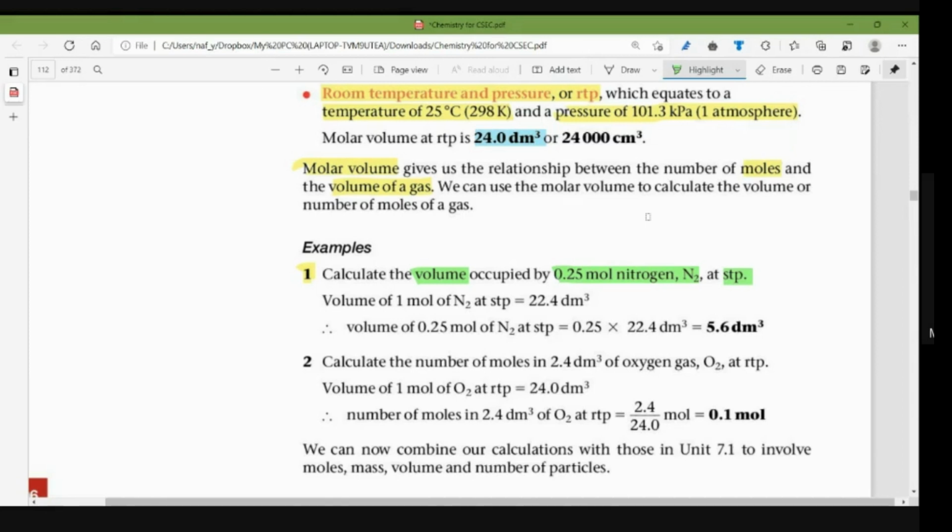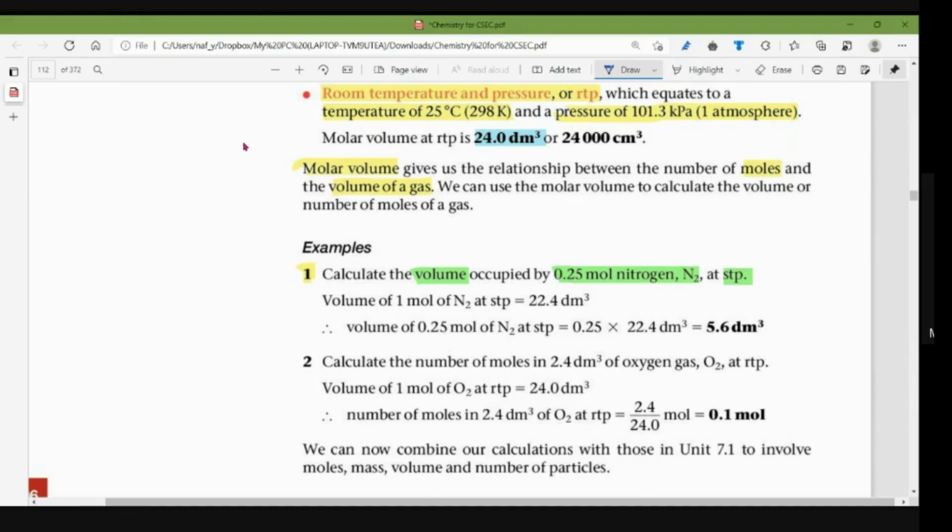So they're very specific when they come on to the question, ladies. They have to tell you the condition under which the gas is experiencing. They have to tell you whether it's STP. They have to tell you if it's RTP. Another thing that you will see on your paper is that just like how they list the RAMs for you, they will tell you what to use, what value your RTP is and what value your STP is. So they'll actually give you whether it's 24 dm cube or 22.4 dm cube. Calculate the volume occupied by 0.25 moles of nitrogen. The answer is here, but let's look at it a different way.